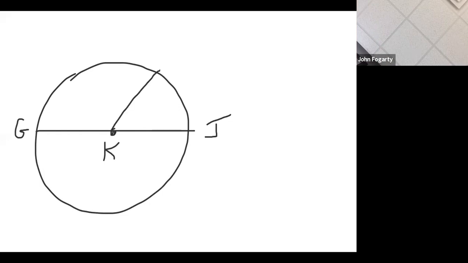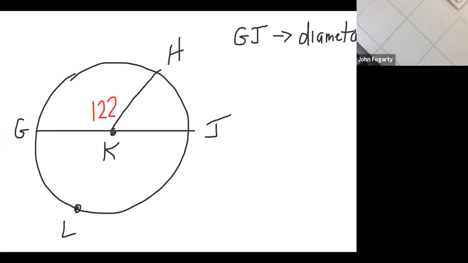Let's try another one. I'm going to give you a circle. This is G, K, J, all right? This is H, and this is L. And here's what I'm going to tell you. I'm going to tell you two things. GJ is a diameter, all right? And this angle right here is 122 degrees, all right?